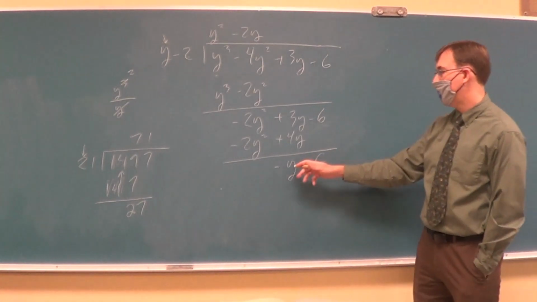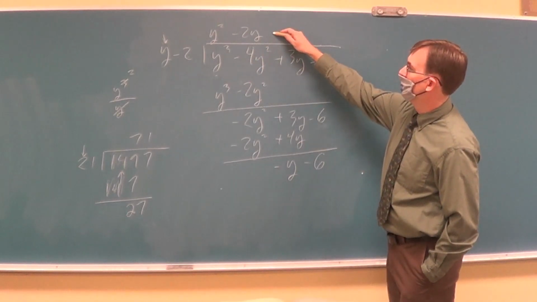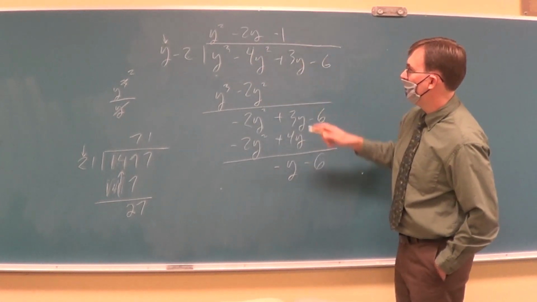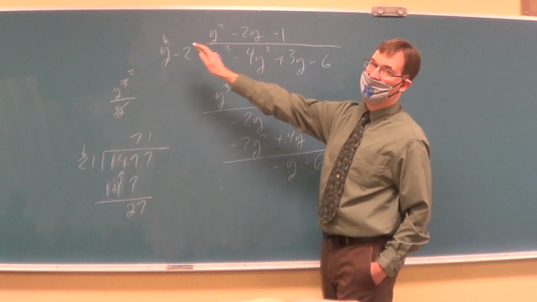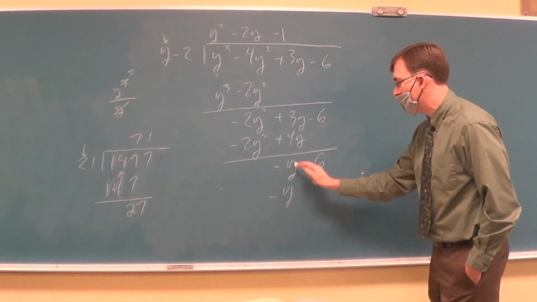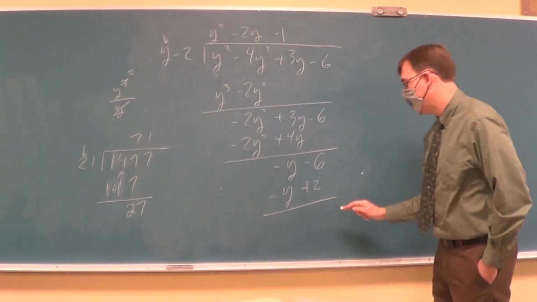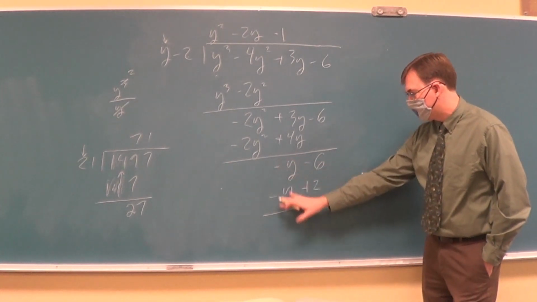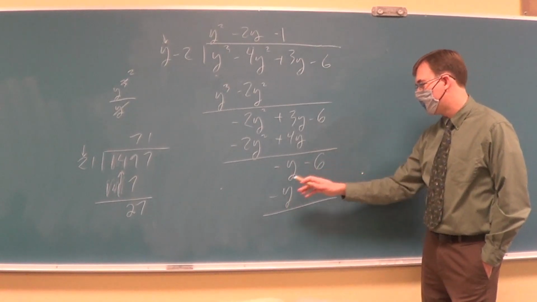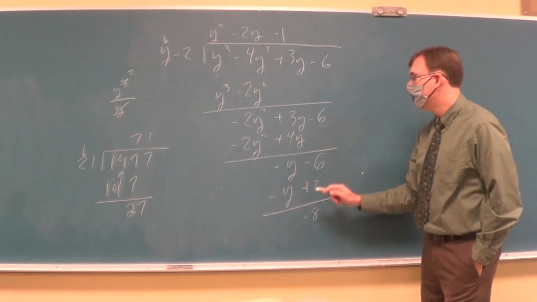And then we go one more time. -y dividing by positive y is -1. -1 has to multiply everybody. So -y, for a perfect match, positive 2. When we subtract, vanishing act there, -6 subtracting positive 2 is -8.